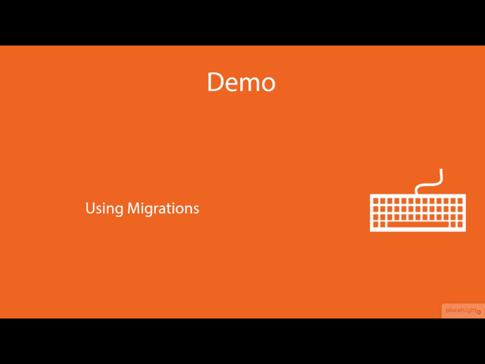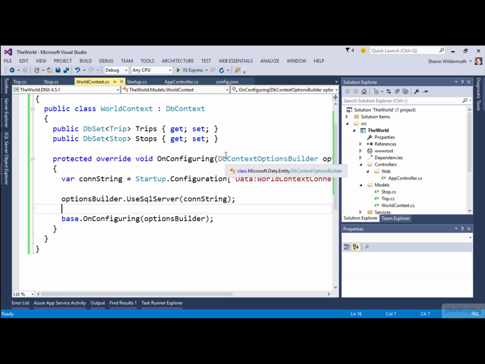So now let's use migrations to build up our database. Let's talk a bit about migrations. Migrations are a way to use tooling in Entity Framework to look at a database and look at the requirements of the application and build a set of code that's going to change the database from one version to another.